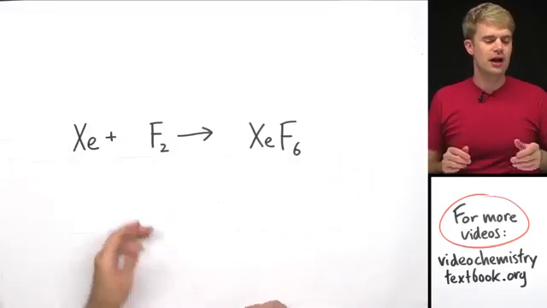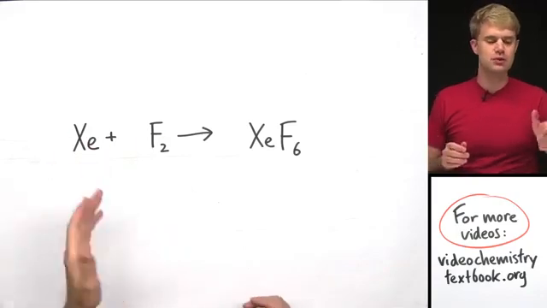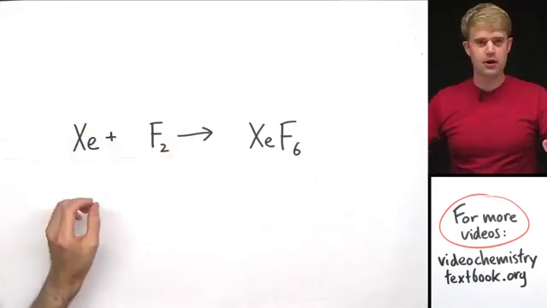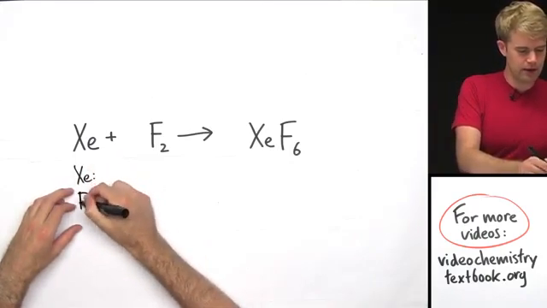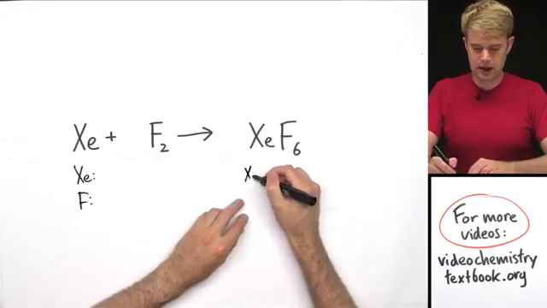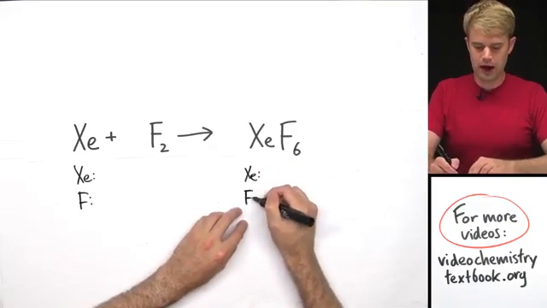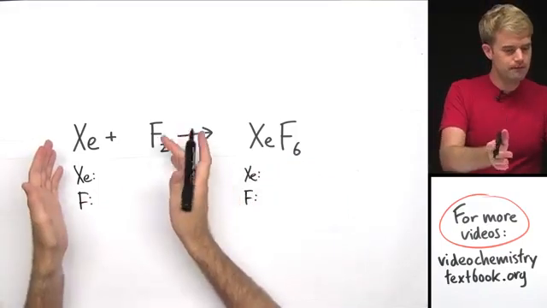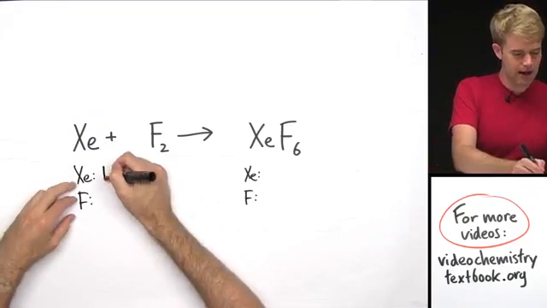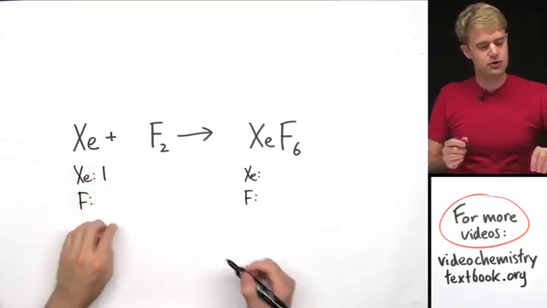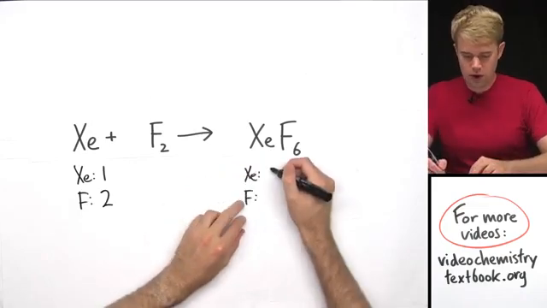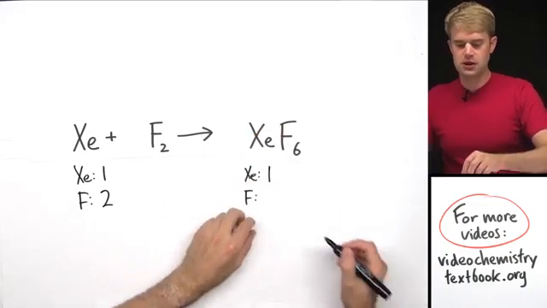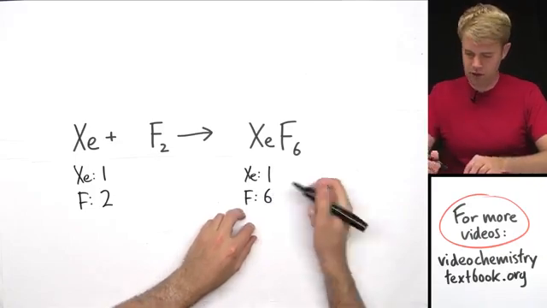We want to keep track of how many atoms of these elements we have on both sides of the equation, so we're going to make a little chart, okay? I got xenon and fluorine on this side, and then xenon and fluorine on this side. Over here, I have one xenon atom, and then I have F2, so I got two fluorines. Over here, also one xenon, and then F6, so I got six fluorines.